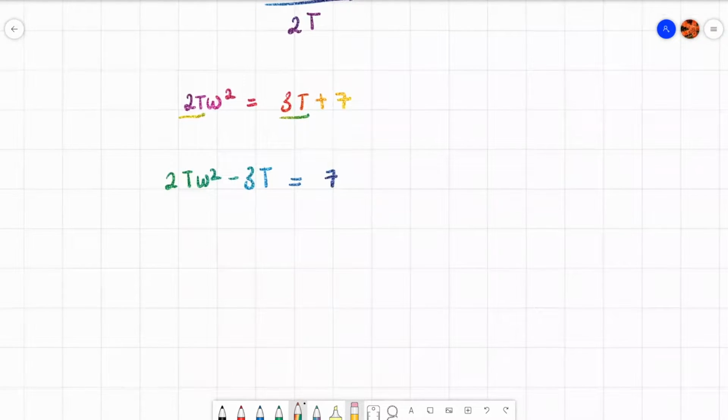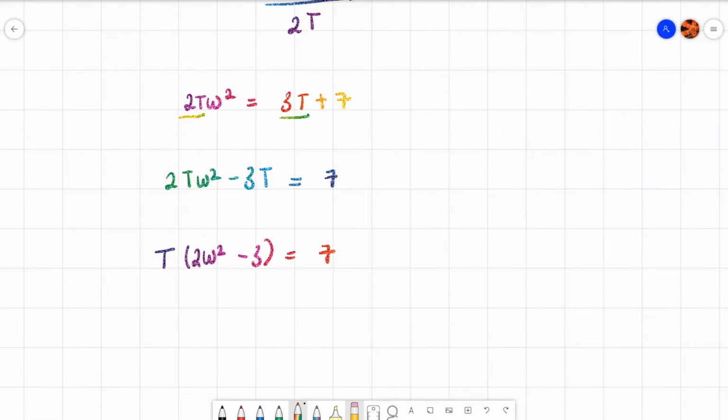Now I've got t and t here, so I need to factorize to take the t out. So t times what is 2tw squared? It's going to be 2w squared. Minus, well, t times what is minus 3t? Just minus 3 equals 7.